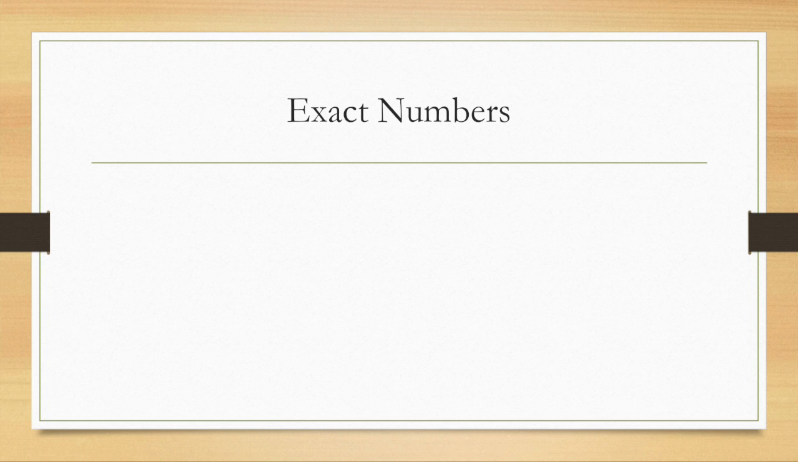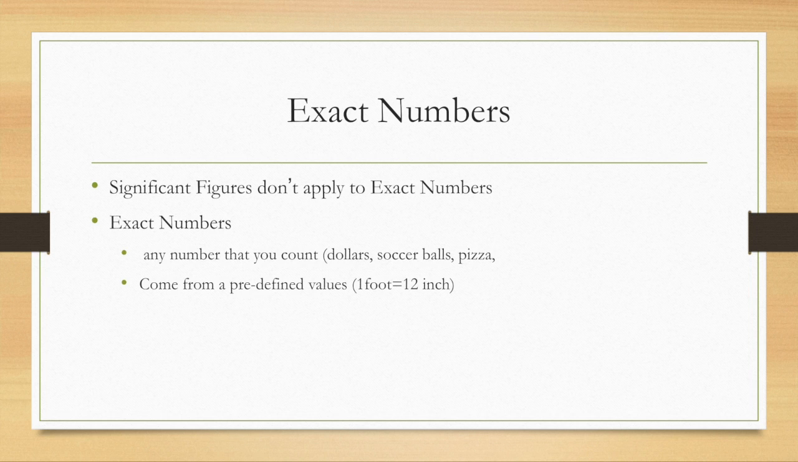Another thing we're going to talk about is exact numbers. Usually significant figures don't apply to exact numbers. So what are exact numbers? Exact numbers are anything that you can count. They're exact. For example, dollars, soccer balls, pizza, all of those things you can count. So significant figures wouldn't apply to those. And exact numbers also come from a predetermined value. For example, when we do dimensional analysis, our conversion factors are exact numbers. So significant figures wouldn't apply to those as well.